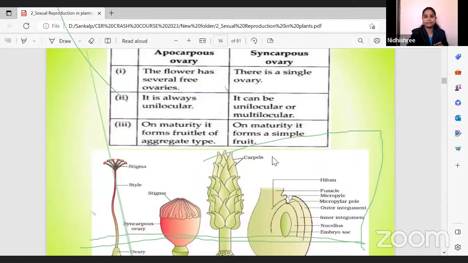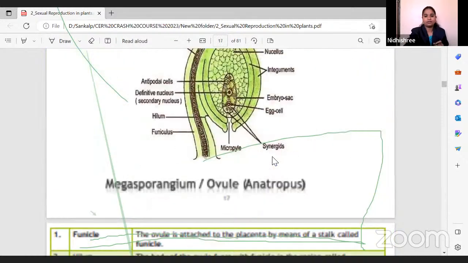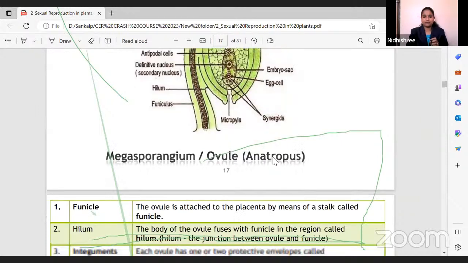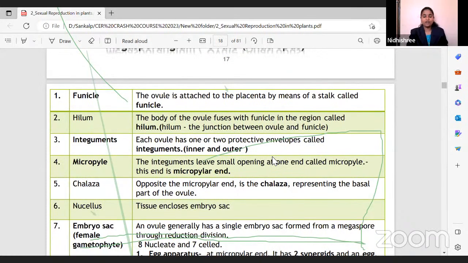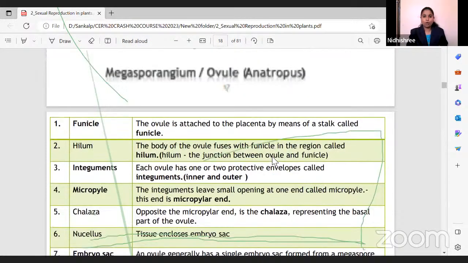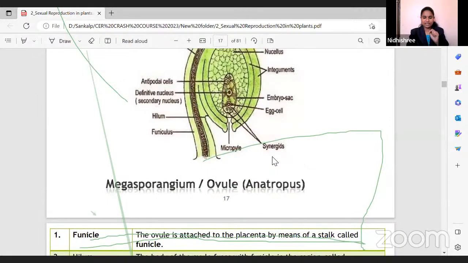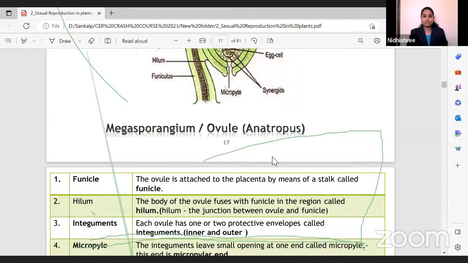Yeah. Megasporangium. Anatropous ovule. Anatropous ovule means what? Micropyle and the funicle at the one side. Fine. After this brief introduction, we will move to the question. Funicle andreno. Ovule funicle. See, you can see the structure, funicle or funiculus.